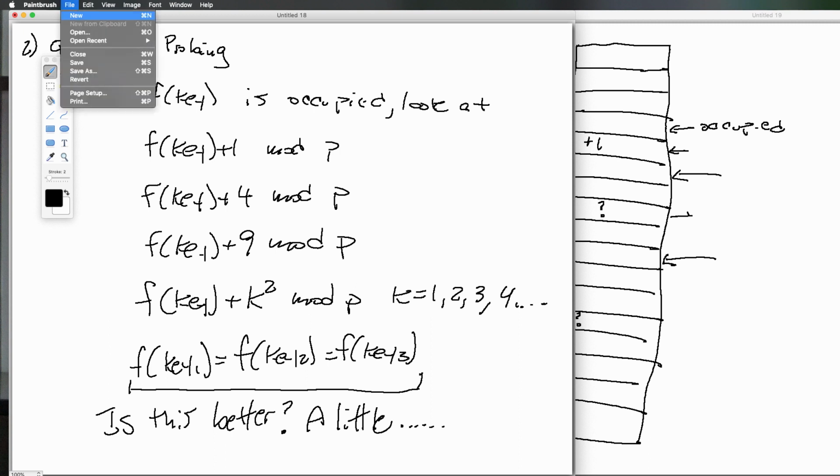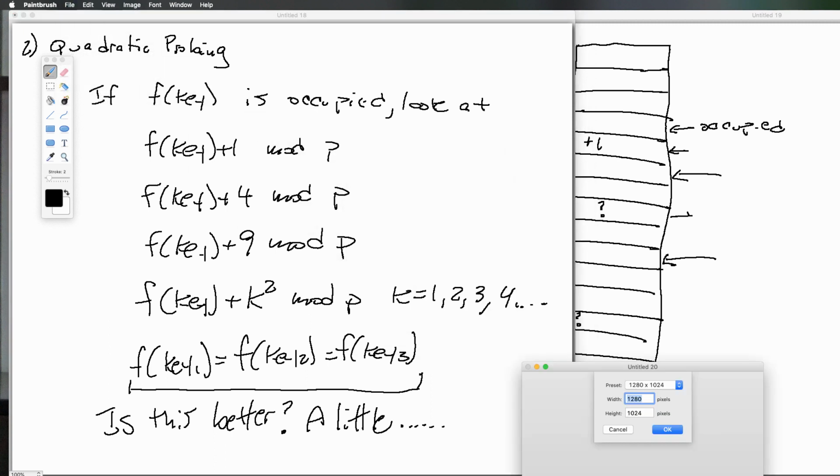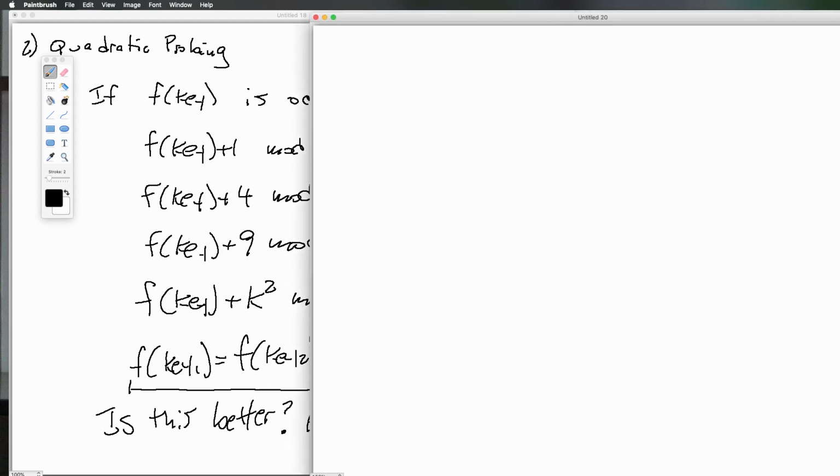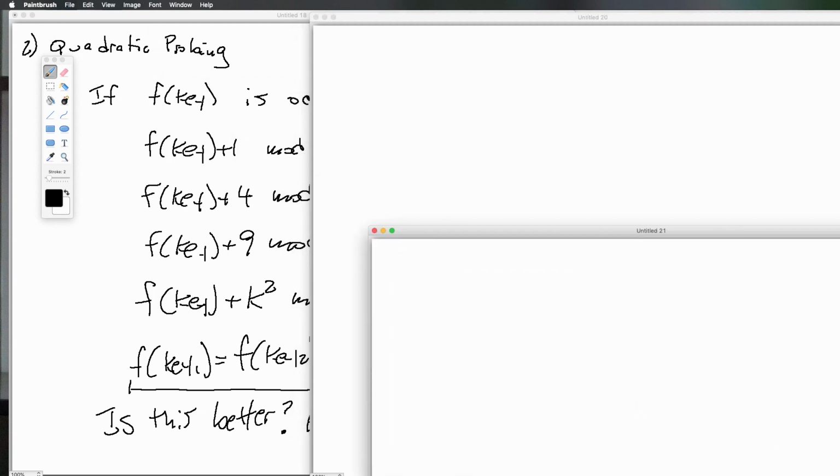Okay, so let's see if we can find a better solution to linear probing or to quadratic probing, and there is a better solution. And in fact, this is the solution that most people use.